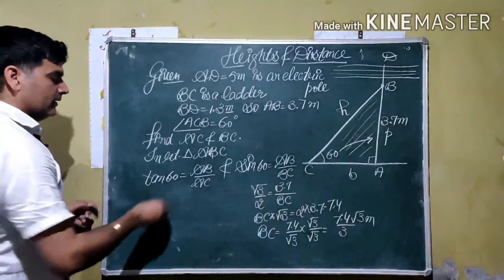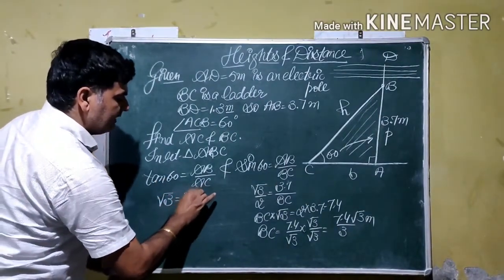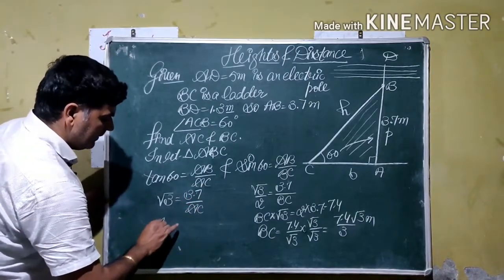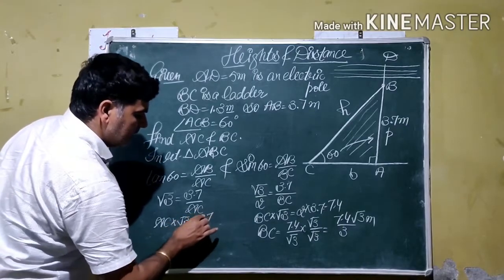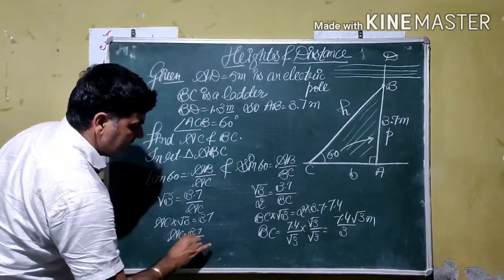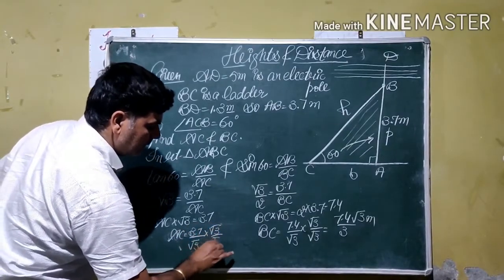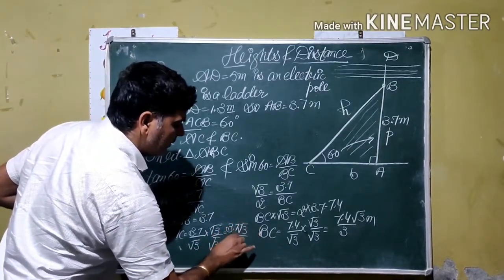On the other side, tangent 60 is root 3 from the table. AB is 3.7, AC we have to calculate. So on shifting we get AC multiplied by root 3 is equal to 3.7. So AC becomes 3.7 divided by root 3. Rationalizing in the same way, we get 3.7 root 3 divided by 3.